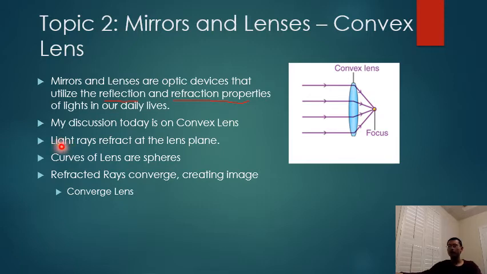In the convex lens, light rays refract at the lens plane. The curve of the lens is spherical. Refracted rays would converge, thus creating an image.